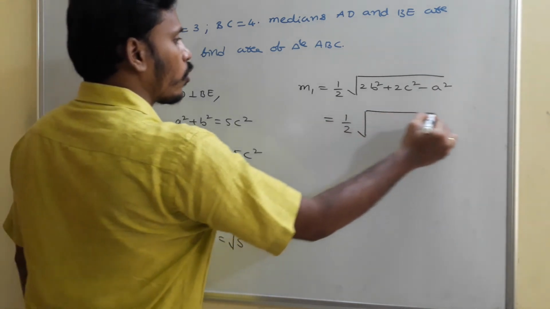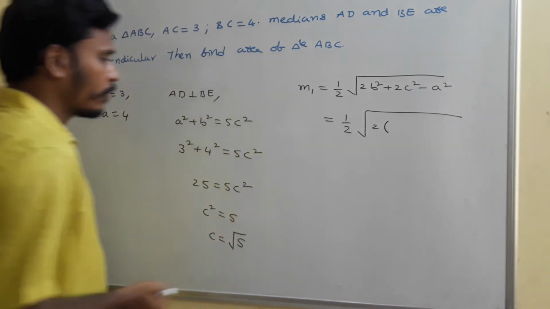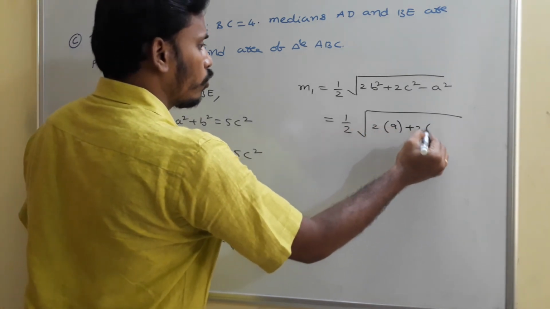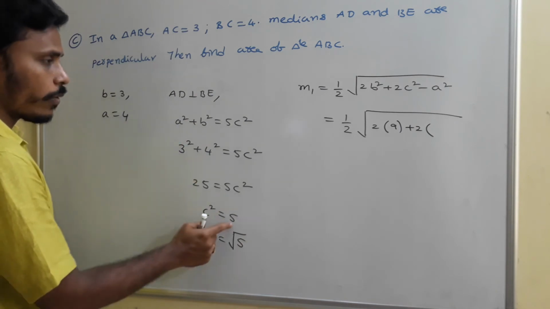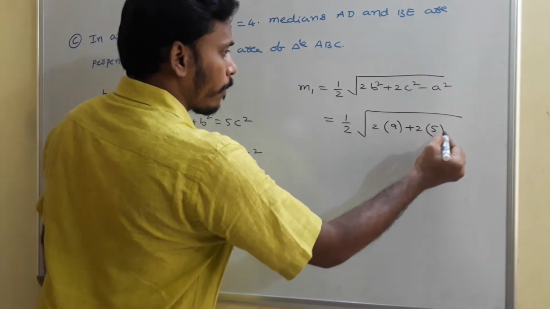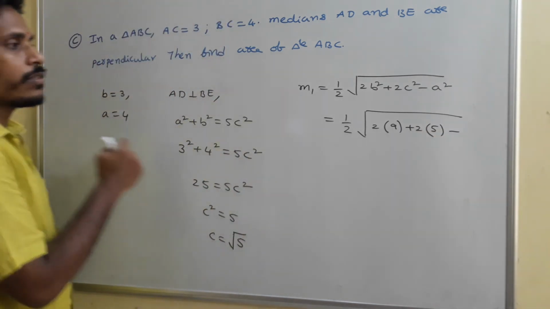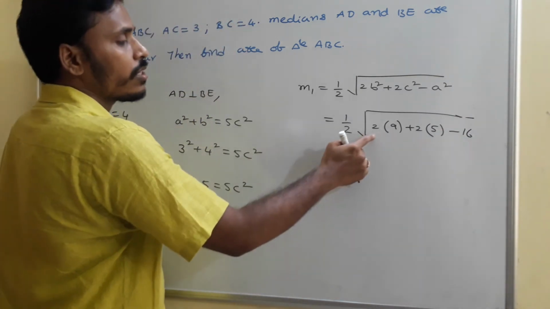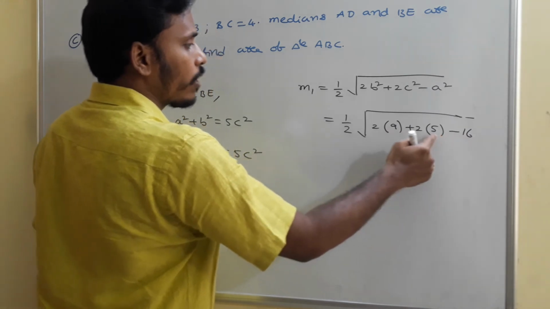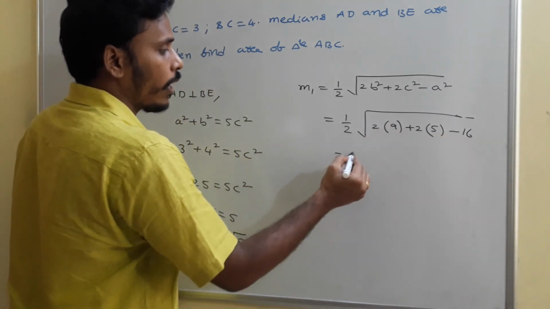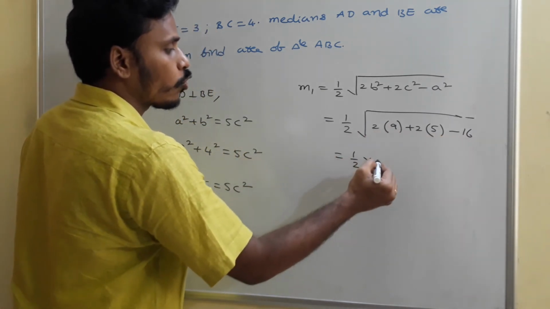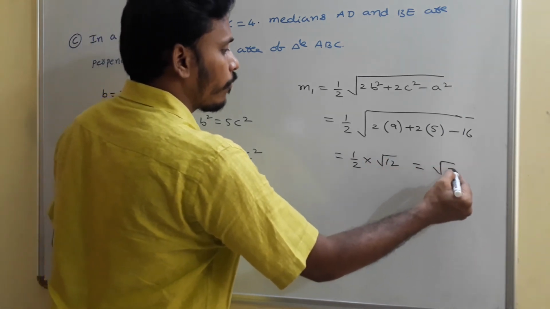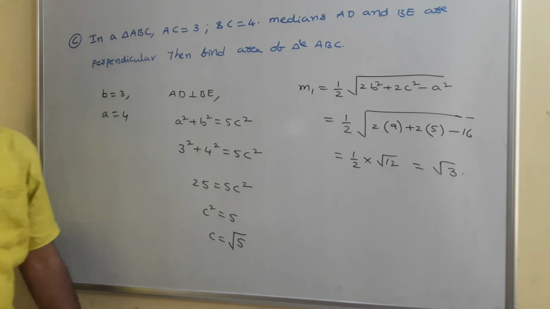So half root of 2 into b square means 9, plus 2 into c square. C square is 5, minus a square. A square means 16. You just try to simplify. 9 into 2 is 18, minus 16 is 2, and this is 10, and then 12. So half into root 12. Root 12 is 2 root 3, and on simplification you will get that m1 is equal to root 3.